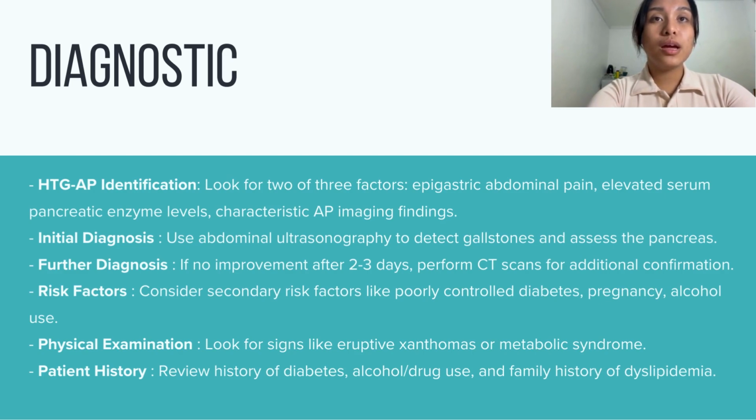And when diagnosing hypertriglyceridemia in patients with acute pancreatitis, secondary risk factors such as poorly controlled diabetes, pregnancy, or alcohol use, physical examination findings such as eruptive xanthomas or signs of metabolic syndrome, and the outcomes of biochemical assays should be taken into consideration. A patient's history of diabetes, alcohol, and drug use, and also family history of dyslipidemia should all be thoroughly considered.